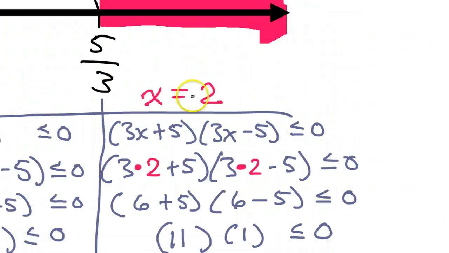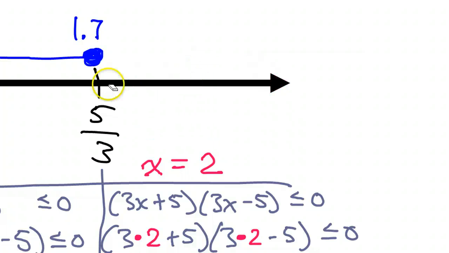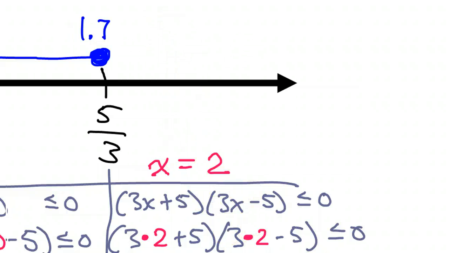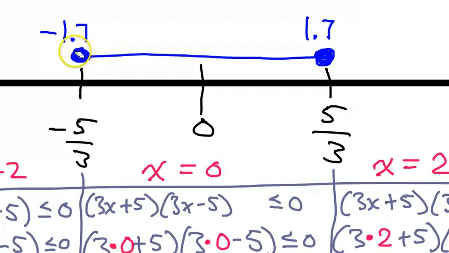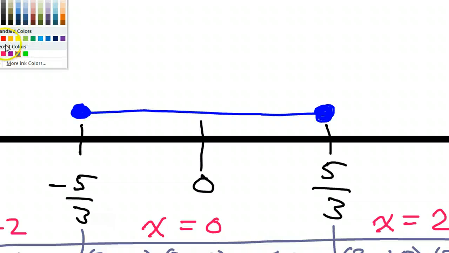That means 2 is not a solution to the inequality. That means none of the values in this red zone will be solutions to the inequality. So we'll just leave that blank. That just leaves the portion in between the two endpoints here. So that is the graph right there, which we knew it would be based on our graphical approach at the beginning of the problem.